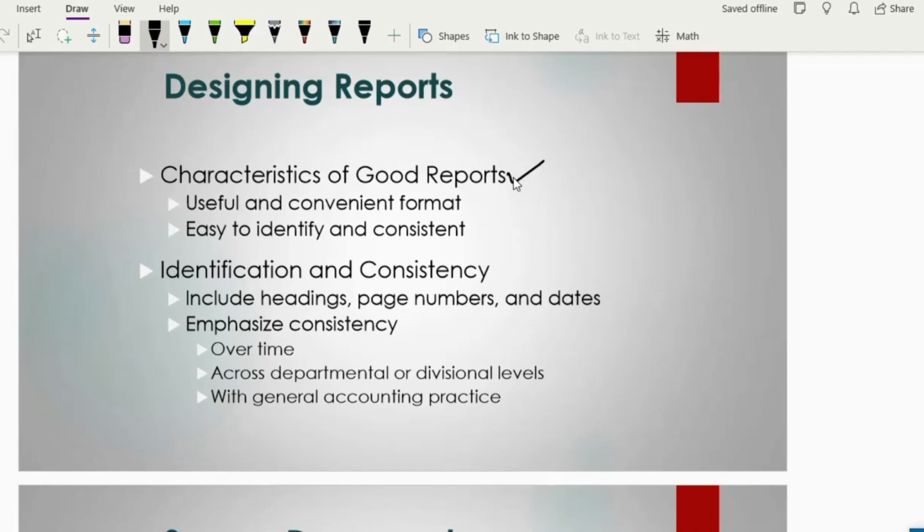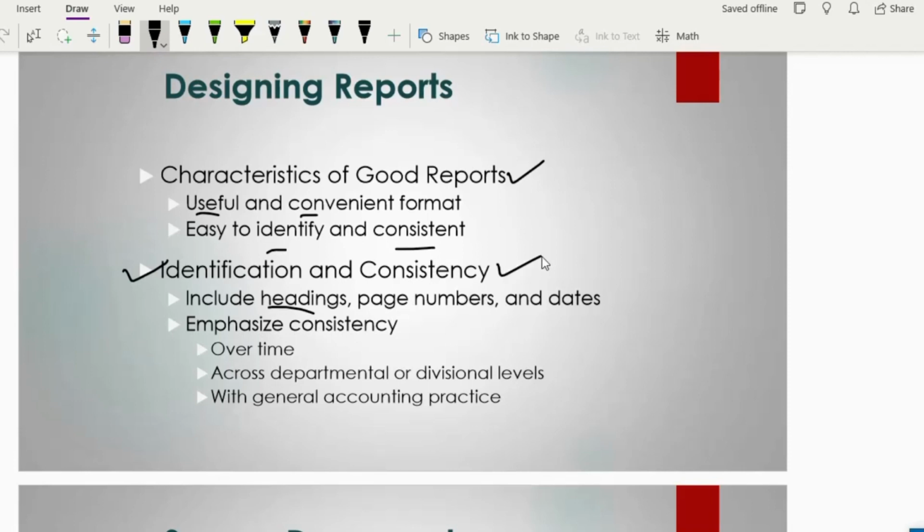What does it mean? It means that it should be easy to read and it should be useful. So a convenient and useful format is needed. Also, it's easy to identify and it's consistent. When I say identify and consistent, I mean that it includes proper headings and page numbers, so that we can identify which time this report is relevant to, what the parts of it are, and how many pages there are. The proper date and proper heading of the report should be there.